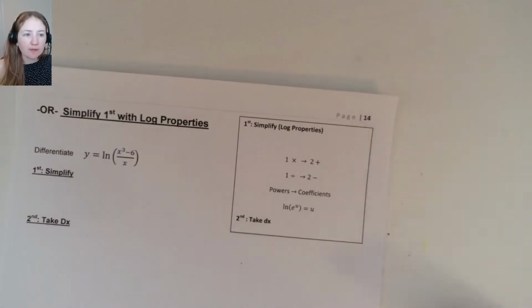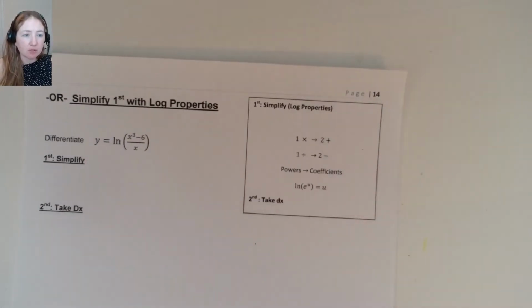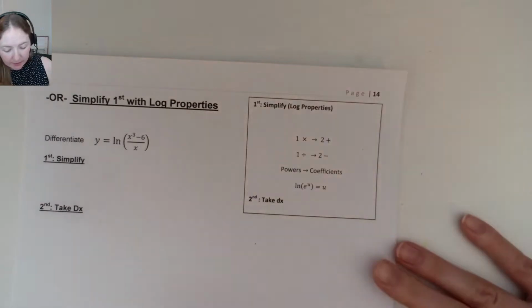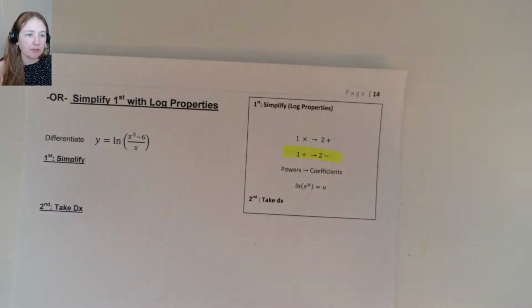All right, so the cool thing about some of these questions is there is significant simplification that you can do using log properties. Because remember, one of the log properties that we have is that if there is one division, that will go to two logs subtracted.